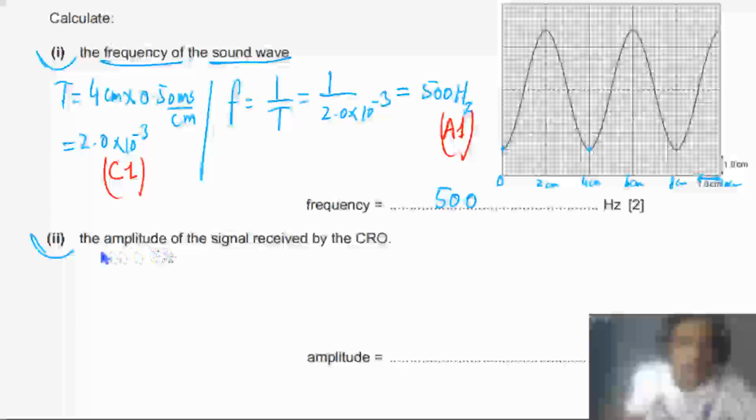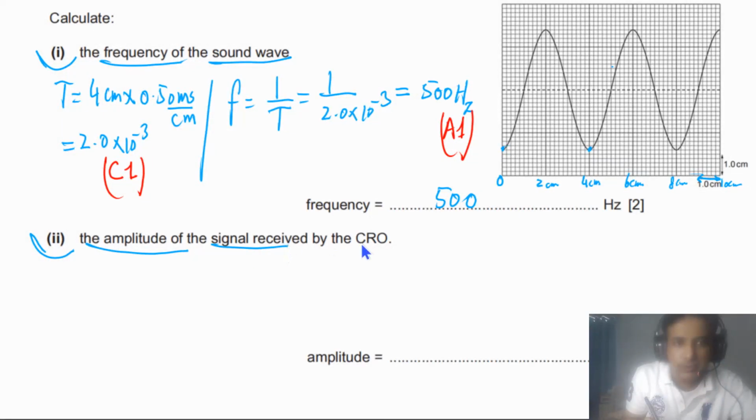For the second part, we need to calculate the amplitude of the signal received by the CRO. In order to calculate the amplitude of the signal, first of all, we can draw the equilibrium position here. And amplitude in this case is simply equal to this. If we count these small squares, we have 10 here, then 11, 12, 13, 14. So we have 14 small boxes.